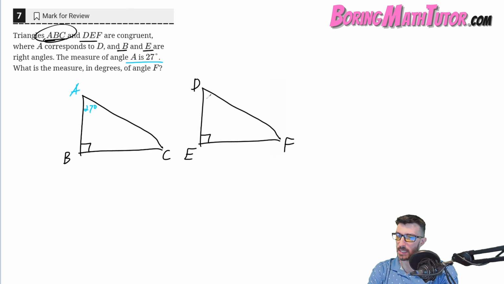So that means that D is going to have to be 27 as well, by the way. And they're asking for angle F. Well, okay, I just got to do 90 minus 27, which is 63. So that's your answer right there.